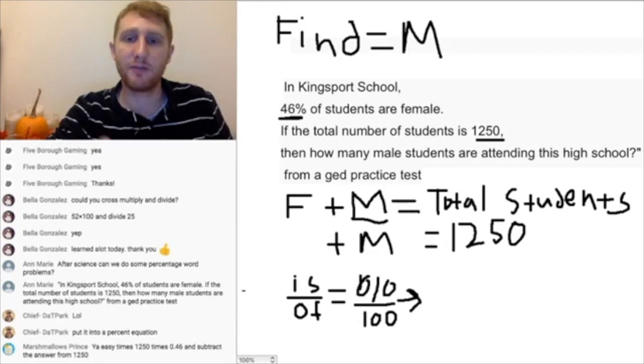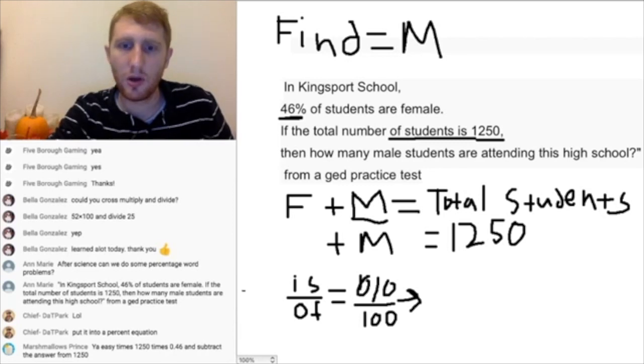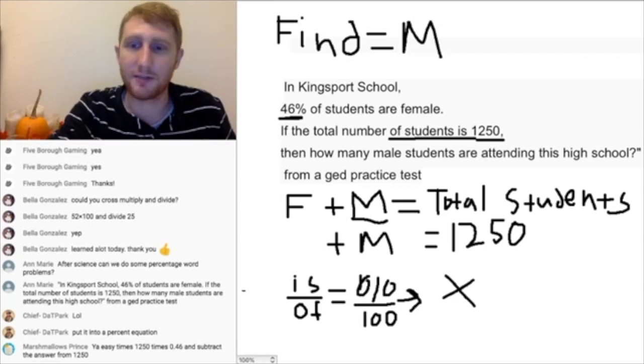So let's plug in some numbers. Our percent is going to be 46. We know the total number of students is 1,250, so in this case our of is 1,250. We don't know the number of girls, that's what we're trying to find. We know the 46% of girls, and we want to know how many actual girls there are, how many females. Basically, we're going to put an X in for our is, and our of is 1250.